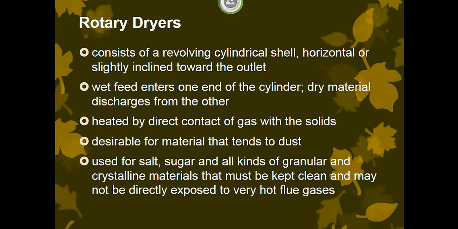This consists of a revolving cylindrical shell, horizontal or slightly inclined toward the outlet. Now, the wet feed enters one end of the cylinder and the dry material discharges from the other end of the dryer.